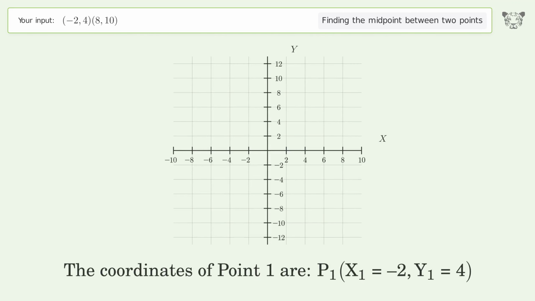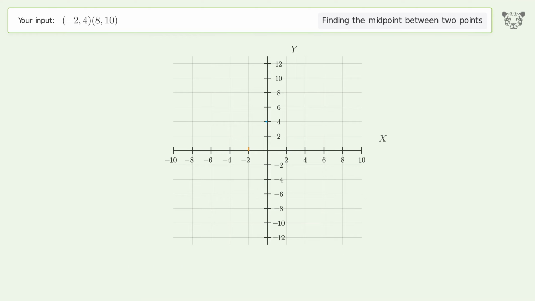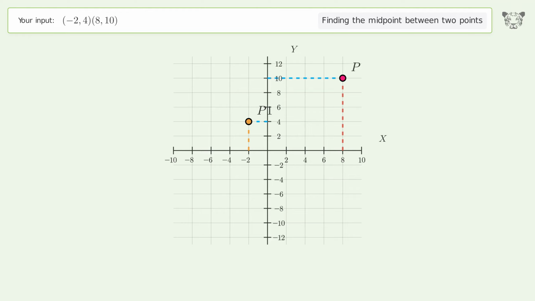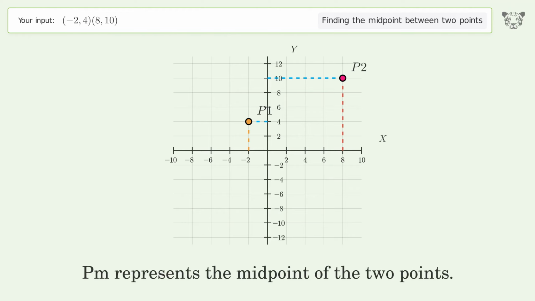The coordinates of point 1 are x1 equals -2, y1 equals 4. The coordinates of point 2 are x2 equals 8, y2 equals 10. PM represents the midpoint of the 2 points.